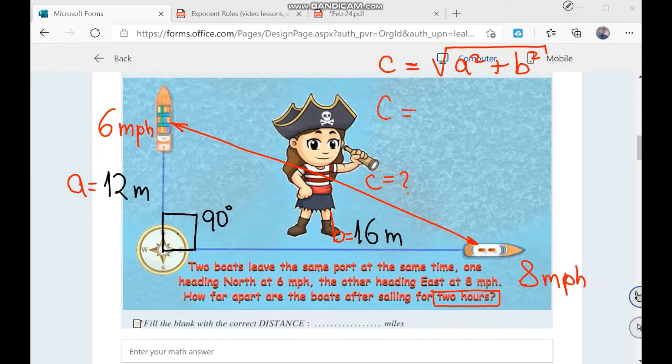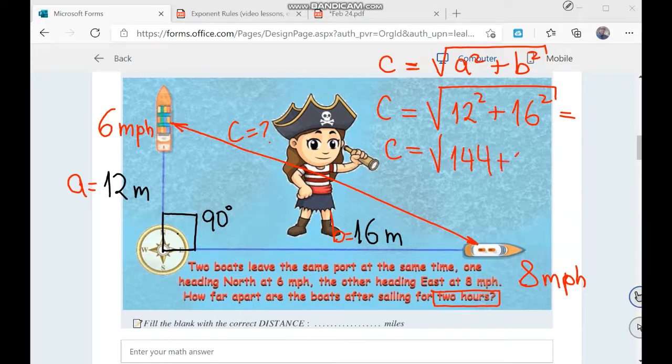We don't know C. We know A is 12, 12 squared. We know B is 16, 16 squared. That means C equals, we are trying to find C, 144 plus 256. This is the square root of 400. C equals 20.